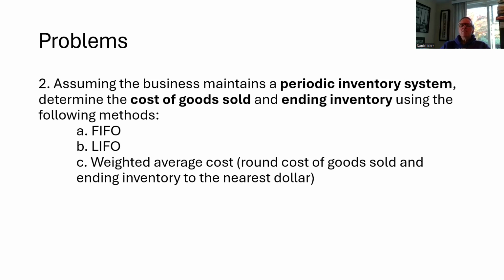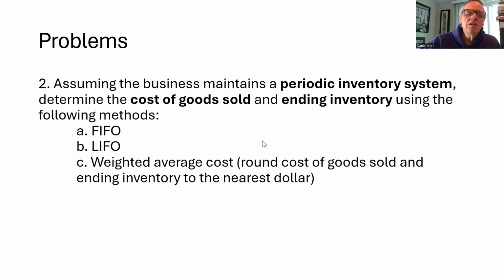I want you to do the inventory under the periodic system. And I want you to determine both cost of goods sold and ending inventory for FIFO, LIFO, and weighted average. And this is periodic, which means you don't have to adjust the inventory after each transaction. You can go back and look at your inventory purchases and sales at the end of the year and come up with your cost of goods sold and ending inventory on that basis.